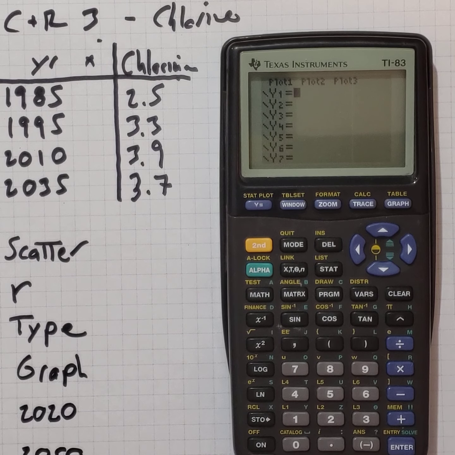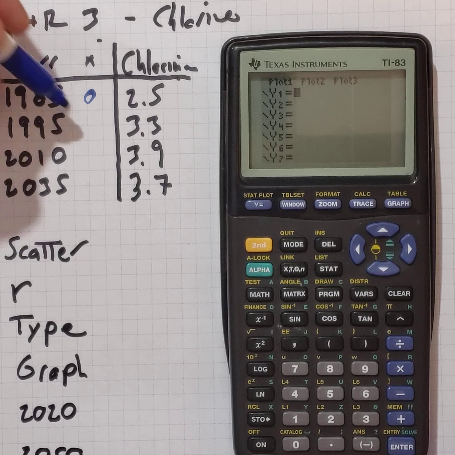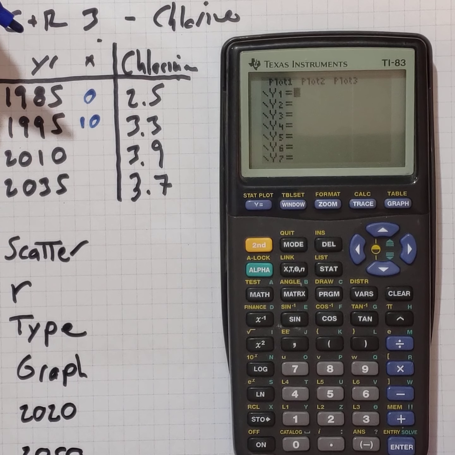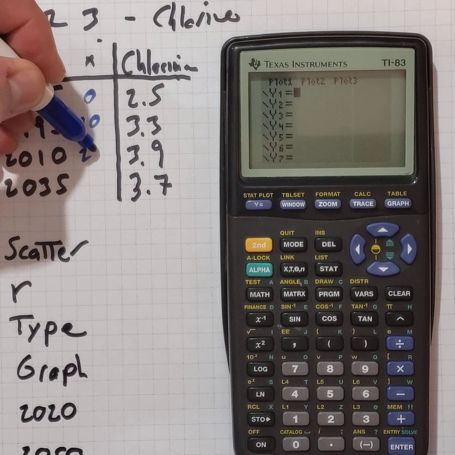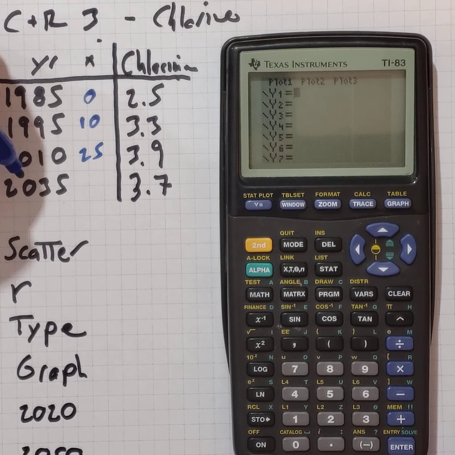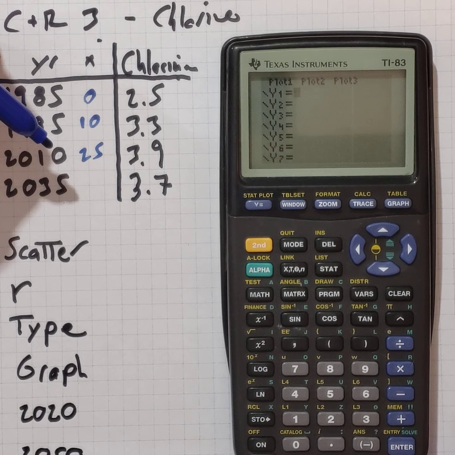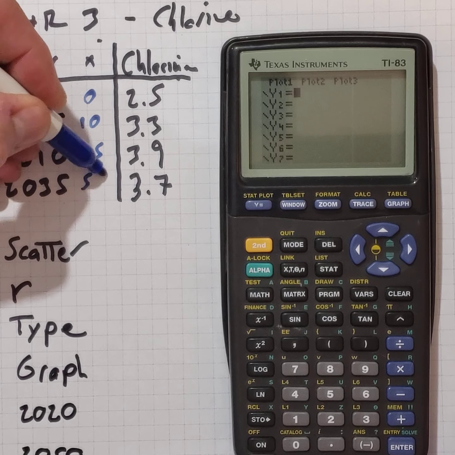We know that we're not going to put in 1985, 95, etc. We're going to put 0 in for the first year. 1995 would be 10 years from that. 2010 would be 25 years. And then 35 would be another 25 after that, which would be 50.